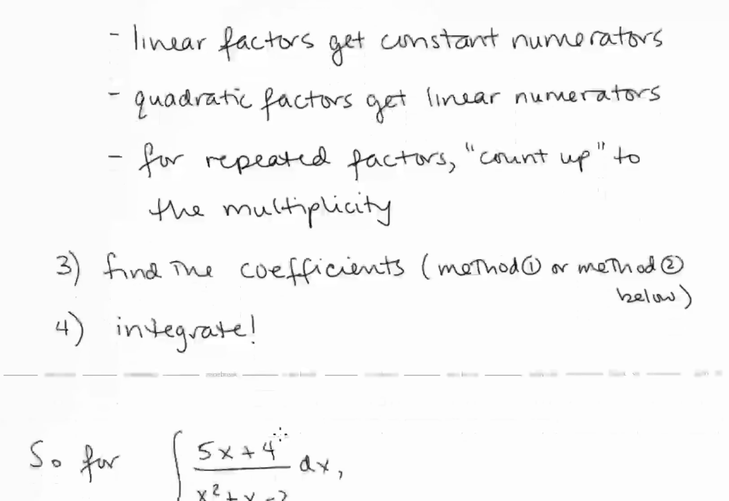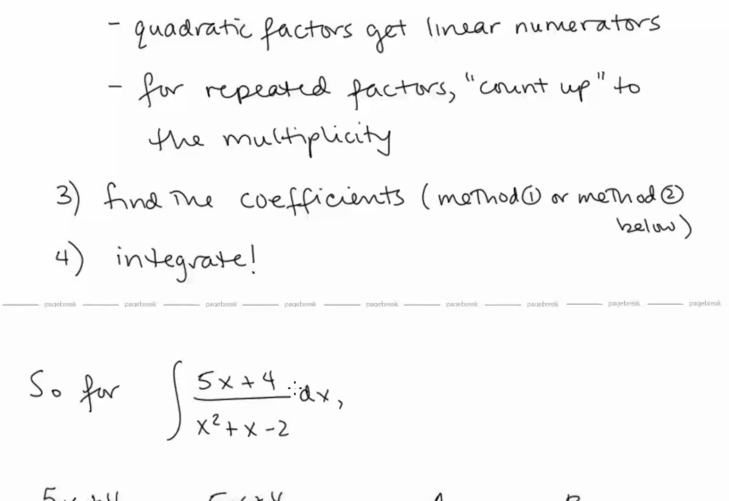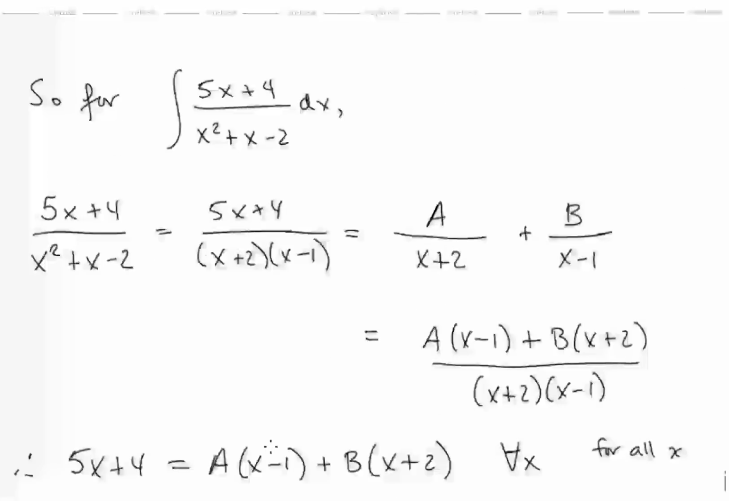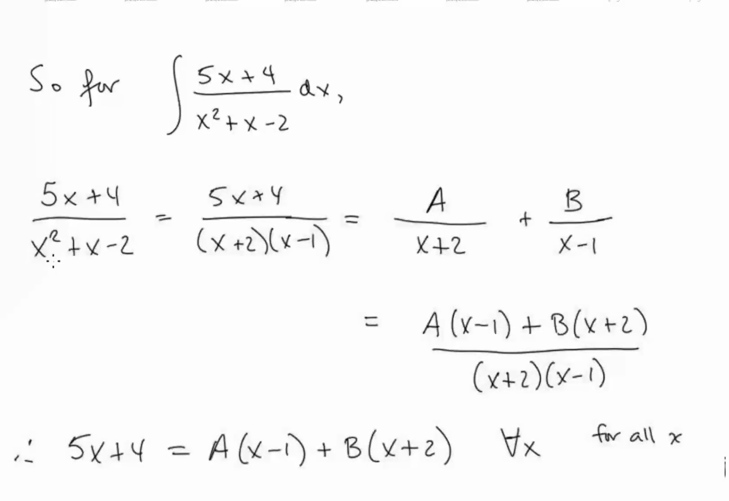So taking a look at the same example, starting with 5x plus 4 over x squared plus x minus 2, the first thing we want to do is factor the denominator completely. So from here, we have a denominator of x plus 2 times x minus 1. The next step is to set up the partial fraction decomposition with proper numerators. So each of these factors here are linear. So linear factors get a constant numerator. So we're going to have A over x plus 2 and B over x minus 1.